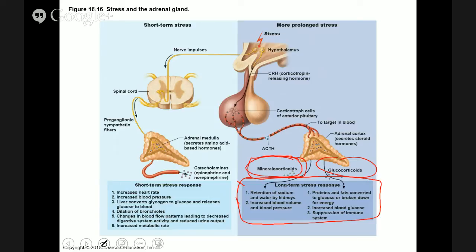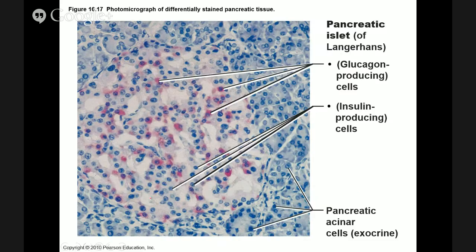We also see that our metabolic functions are affected, and we have increased blood glucose, and finally suppression of the immune system. So this is why when people are under stress, their immune system isn't working so well. They get sick more often, they get sick more easily, they end up breaking out in the shingles because their immune system is busy doing other things, or it's suppressed altogether.